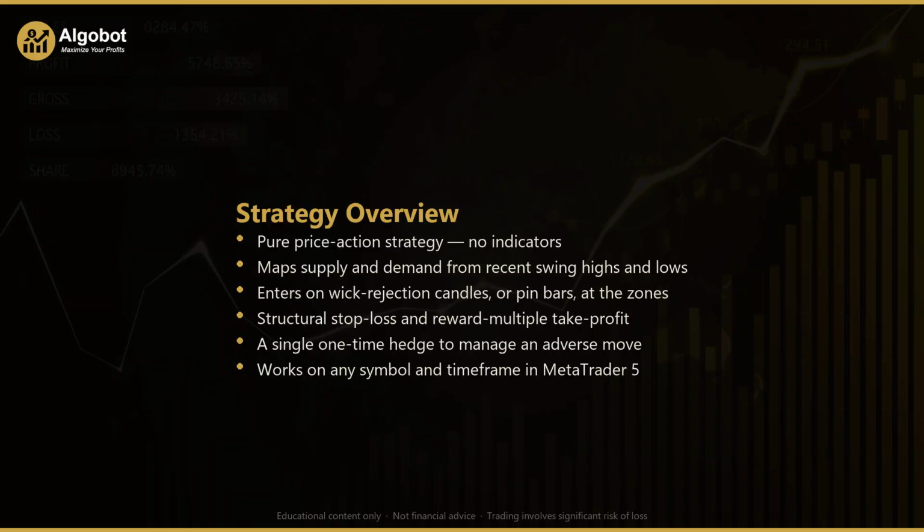At its heart, Supply Demand Rebound Hedge is a structural price action strategy. It doesn't use any moving averages, oscillators, or lagging indicators. Instead, it studies the raw candles and identifies where the market has recently found support and resistance. It does this by looking back over a set number of candles, 20 by default, and recording the highest high and the lowest low in that window. The highest high becomes the supply ceiling, or resistance, and the lowest low becomes the demand floor, or support. These two levels define the zone the strategy watches.